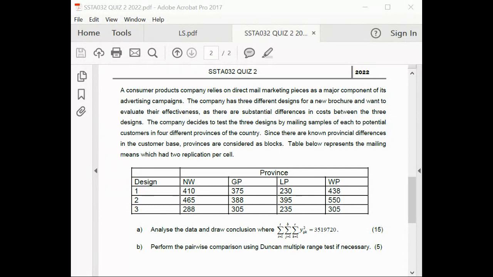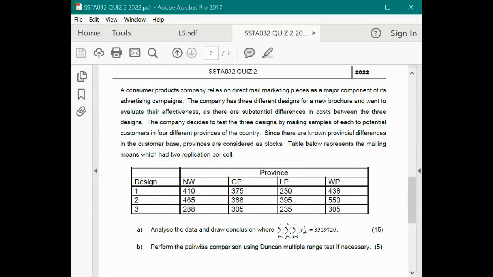It says that you are given this information where you have 4 provinces outlined there with 3 different designs, which are indicated by 1, 2, 3. So there is this statement, which is the key statement for this problem.